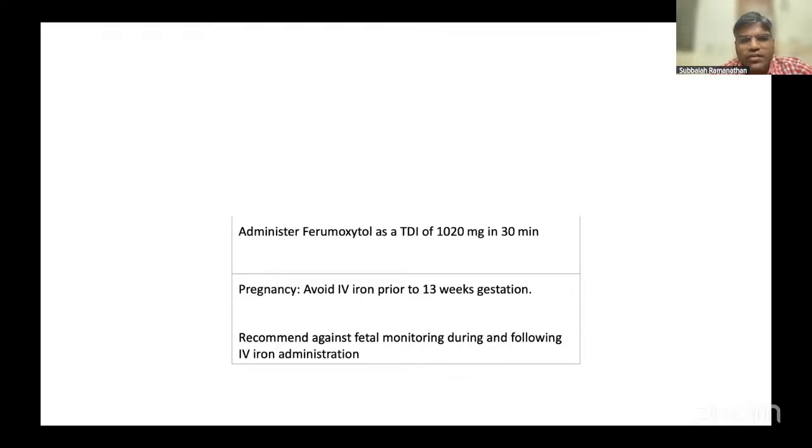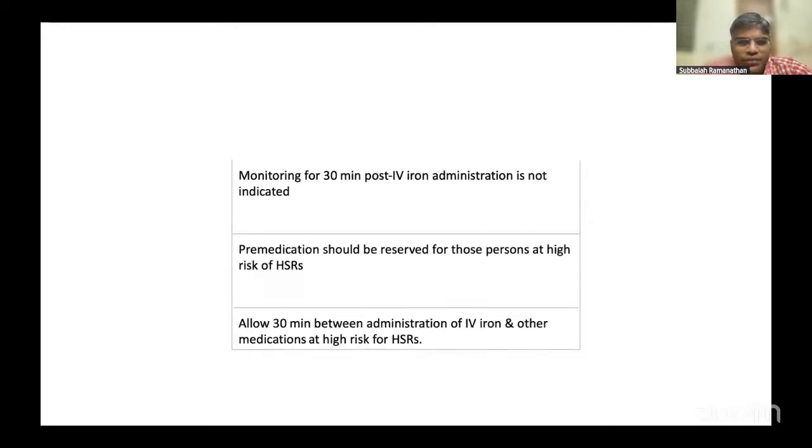In pregnancy, in the first trimester, they say it's better to avoid IV iron. Oxidant damage is proposed there. Fetal monitoring is not routinely recommended whenever IV iron is being given. They also say monitoring for 30 minutes post IV is not indicated. There is not enough data, and usually no complications are seen post infusion.